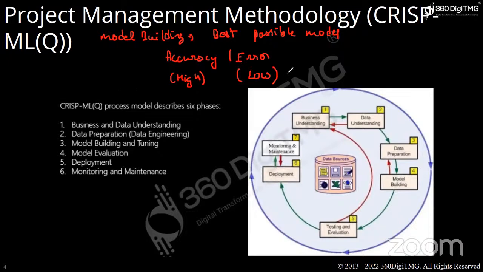Now, if you're facing a scenario where your accuracy is low or your error is high, we can do 2 things. We can either go back to step 2 and perform feature engineering, pre-processing, etc. again, or we can go to something called hyperparameter tuning.